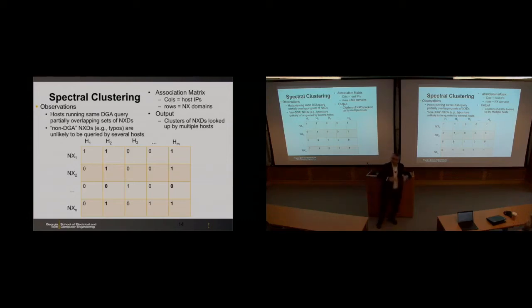In the context of a large ISP or a large network, this means that you can group together NX domain names that have been queried or generated by the same herd of assets. Okay? And by assets, I mean clients effectively. All right? When you do that, you create communities that share the same hosts that look them up.